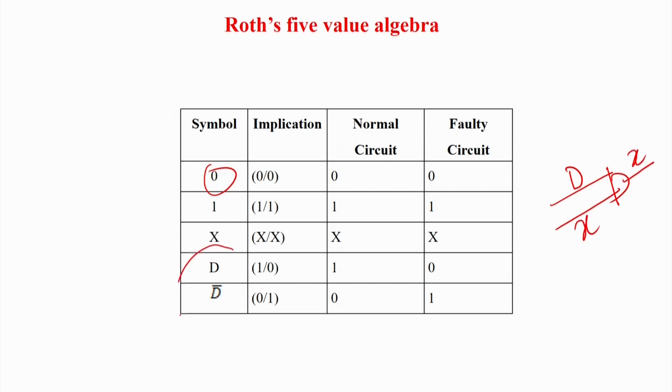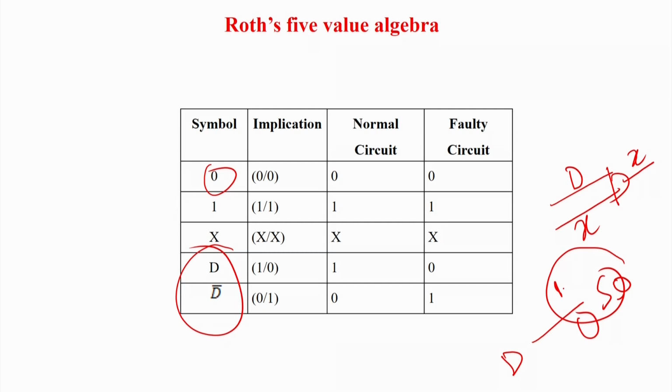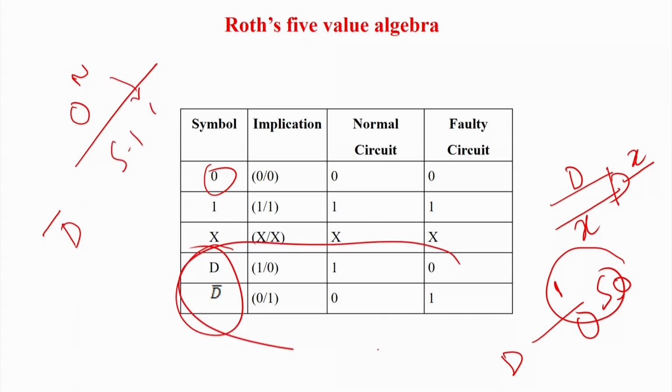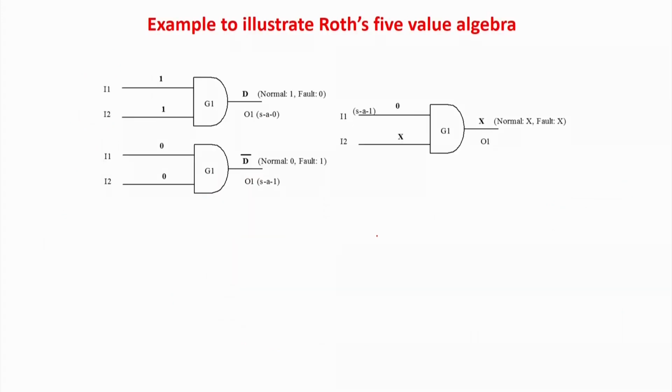There are two things we generally introduce apart from normal Boolean algebra: D and D bar. D means normally the line is 1, but due to a stuck-at-0 fault, this line is becoming a 0. And D bar is where the line is normally 0, and because of a stuck-at-1 fault, the line is becoming a 1. So these are the two basic values we introduce. This is the example, you can just have a look at it.